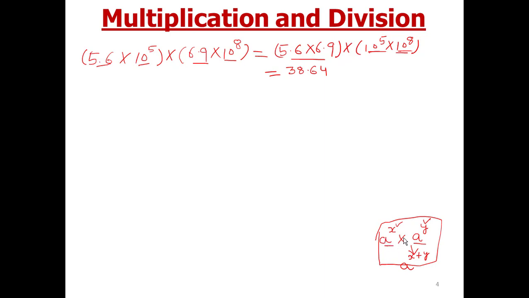Similarly, if we have to divide these numbers, a raised to the power x divided by a raised to the power y, if the base is the same, again the base will remain the same. Now the exponents will be subtracted: a raised to the power x minus y. That means if the base is the same and we multiply two exponential numbers, there is no change in the base but the exponents are added. Now 5 plus 8, it will become 10 raised to the power 5 plus 8, because here we are doing multiplication.